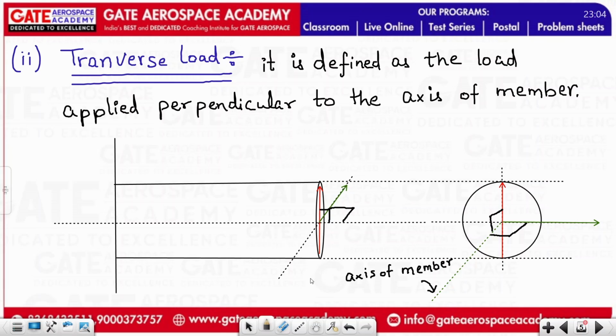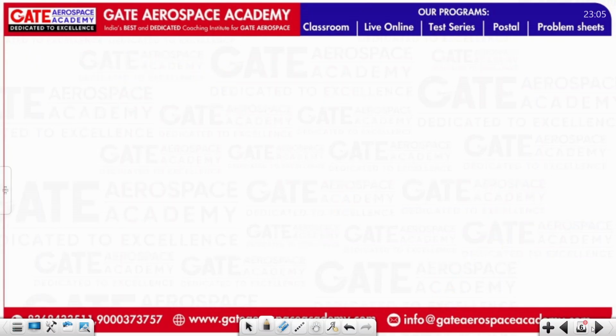Okay, are you able to understand this? Now I am pretty much sure that you understand the basic concept of the transversal load, and also the basic concept of the longitudinal or the axial load. Now let us move to the next part of the loading.